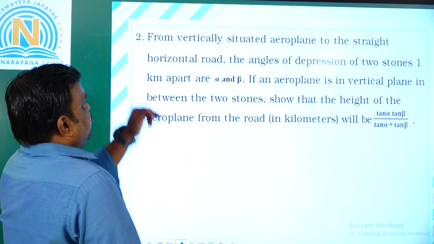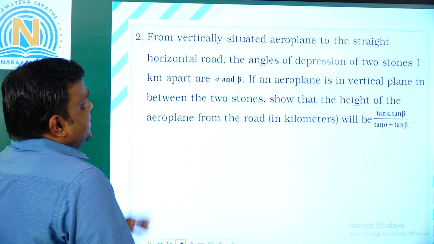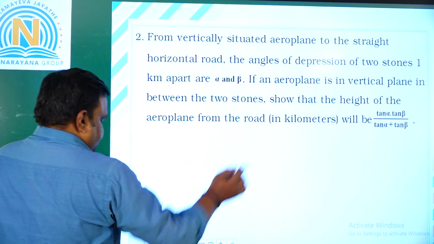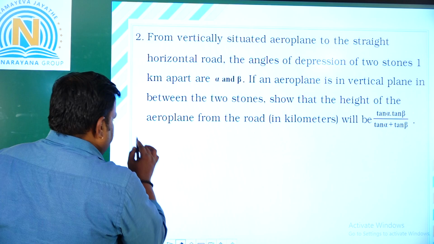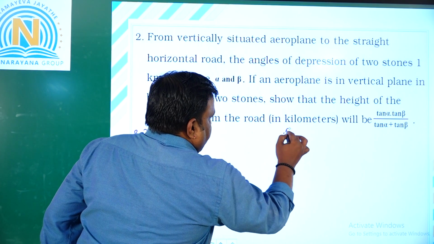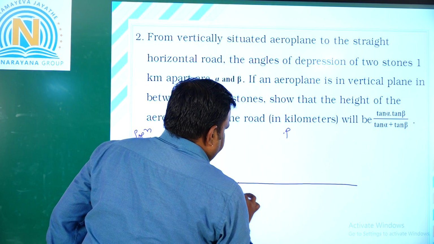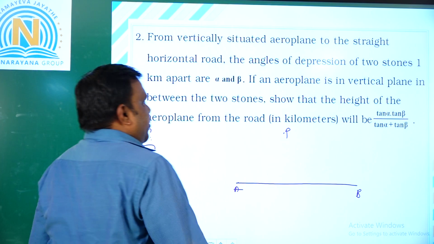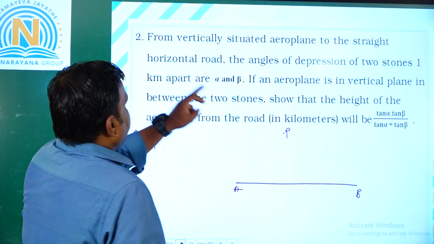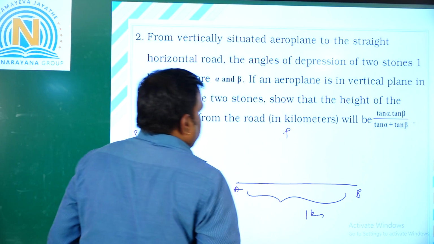Now coming to the second question. From a plane vertically situated above a straight horizontal road, the angles of depression of two stones 1 kilometer apart are observed. So now let us try to draw the figure for this one. When you come to the solution, let us suppose this is the position of the plane. This is normal ground. I have two points A and D, the two stones, which are 1 kilometer apart. So this is the distance between the two stones, 1 kilometer.